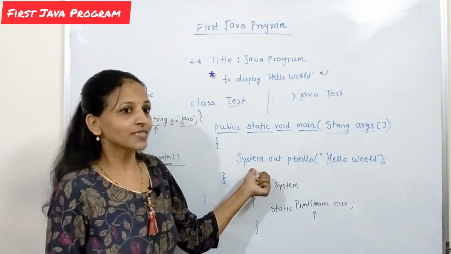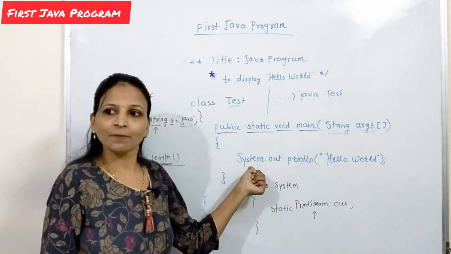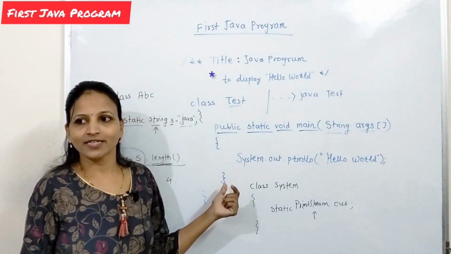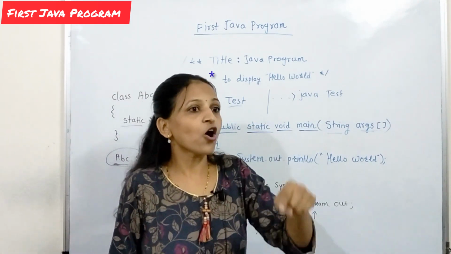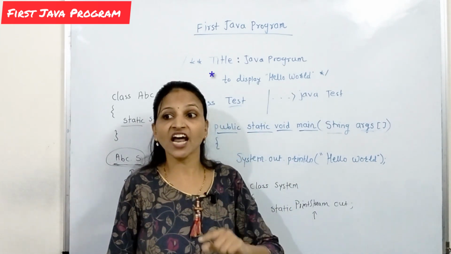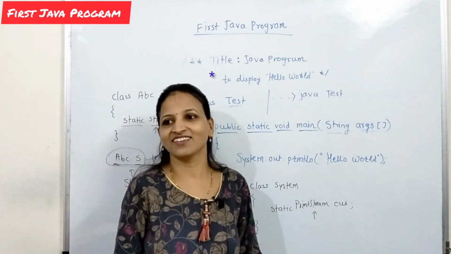System is a class name. This is an inbuilt class declared, or you can say defined, in the java.lang package. Then out is a member of that class, and that is a static member, compulsory remember, and the data type of that static member is the PrintStream class.